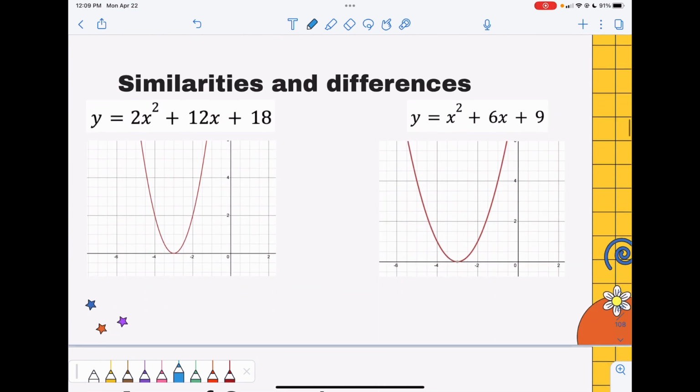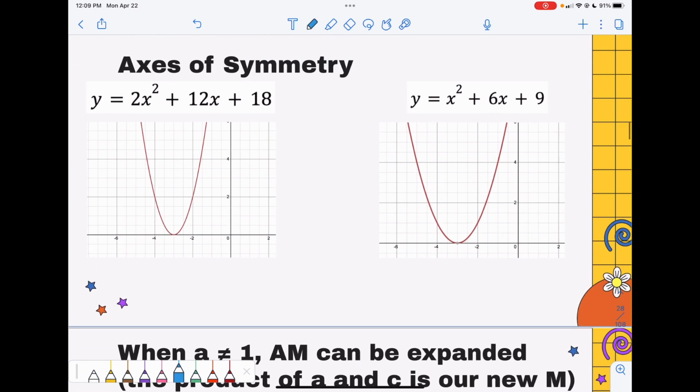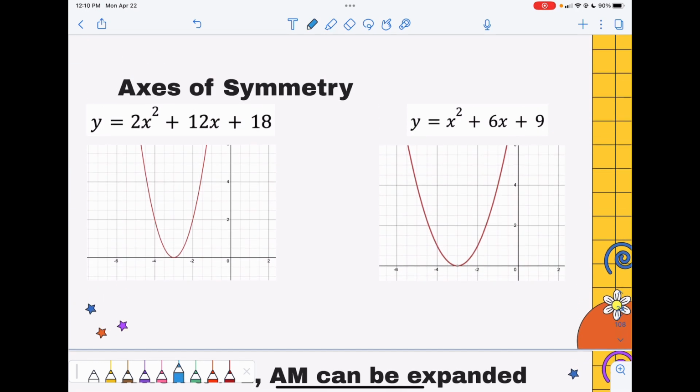The similarities and differences between these two, just to point that out, is that when a is 2, we have a tall and skinny quadratic, and when we then factor out the 2, it's not as tall and not as skinny. These two graphs are the same scale. They go up to 6 on the y-axis in both. We see that one is definitely thinner and taller than the other one. Axes of symmetry are the same. We see that the axis of symmetry here is negative 3. Axis of symmetry here is negative 3. No surprises about either one.